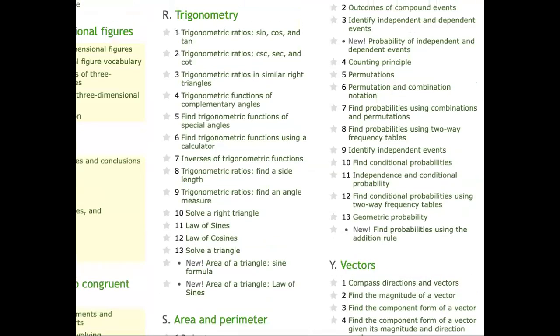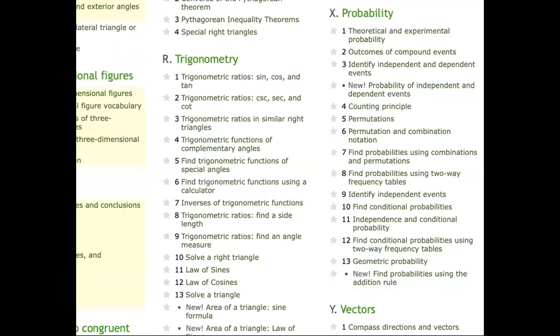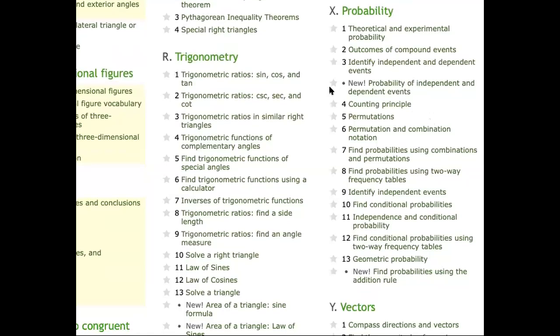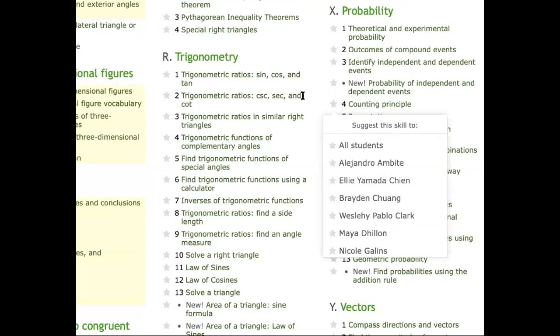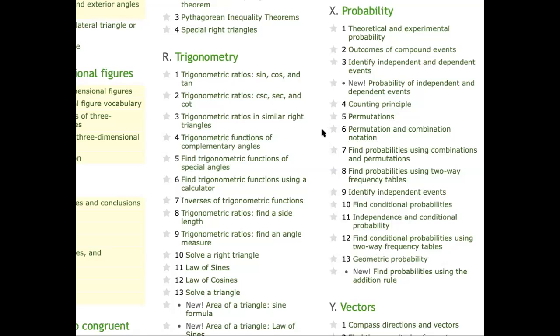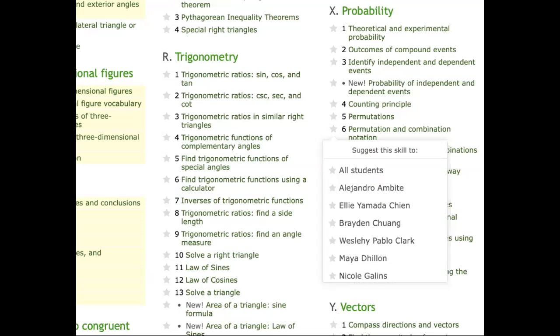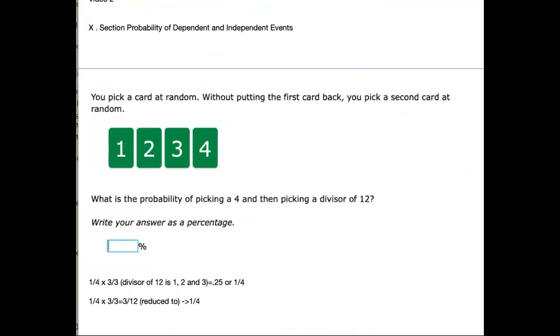Hi, everybody. All right, we are going to be looking at probability and the sections of new, number 4, 5, and 6. So counting principle, permutations, permutation, and combination notation. All right, so let's look at the first one, the new section.